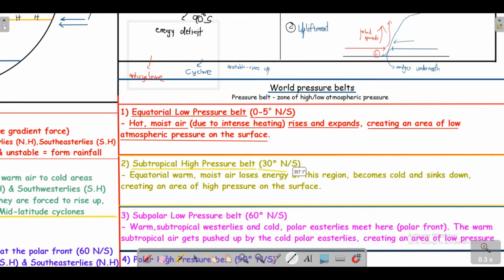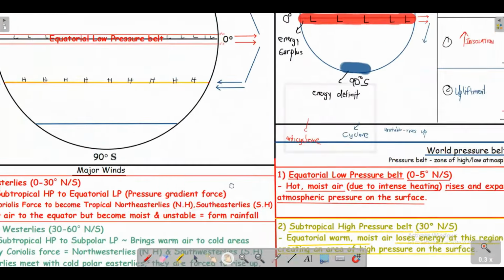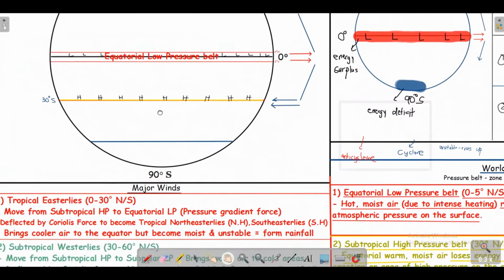Okay, and it is formed around 30 degrees north or south of the equator. And the way it forms is that the equatorial warm moist air loses energy at about this region when it is approaching the poles, and then it becomes cold. Because when you lose energy, that means the temperature also decreases because temperature measures energy, the energy of the particles. So it becomes cold and sinks down, creating an area of high pressure on the surface. So that is the subtropical high pressure belt.